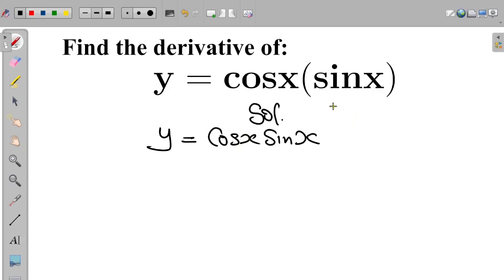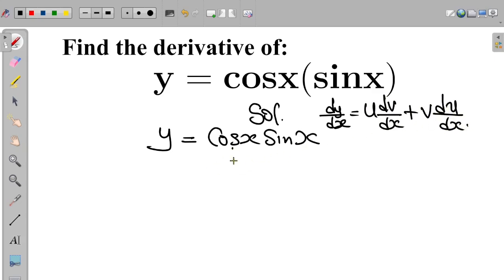So recall that for the product rule, dy over dx is equal to u multiplied by dv over dx plus v multiplied by du over dx. So at this point, let's call cos x u and let's call sin x v.